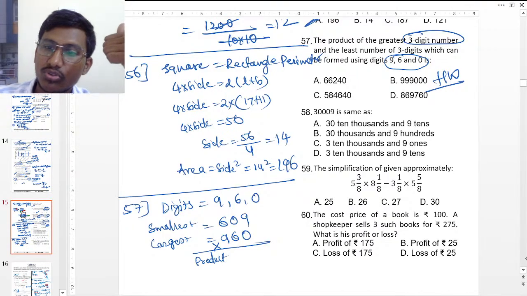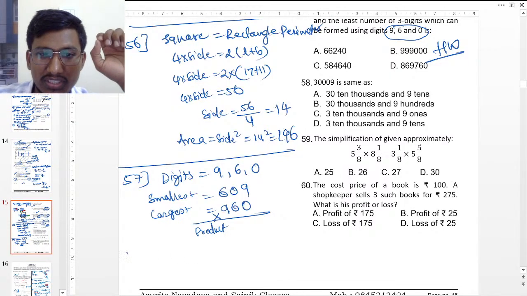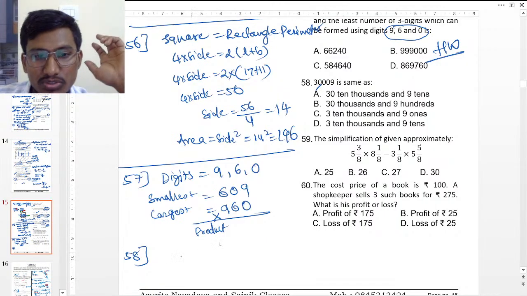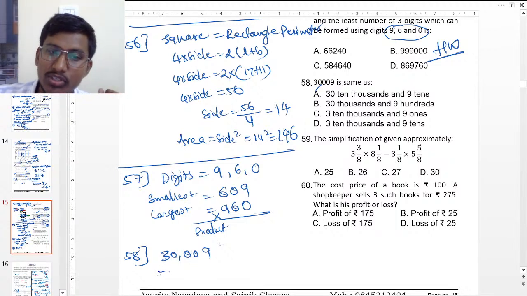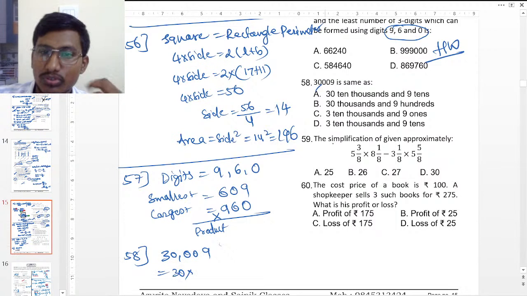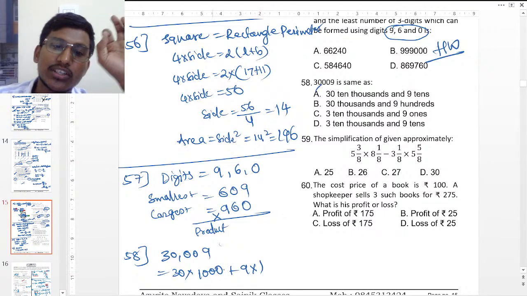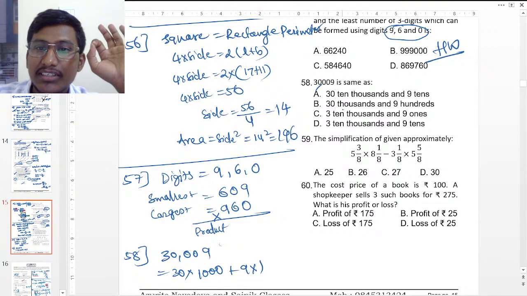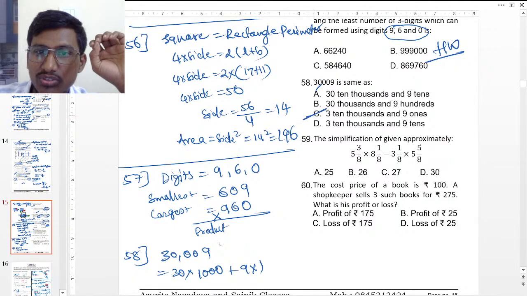Okay, good. So let's go to the next question, that is the 58 question. If you see, it is 30,009. We know how to write it in the expanded form. So that is 30 into 1000, and 9 into 1, that is 9 in the ones place. So 30 into 1000 means 30 thousands, or 3 ten-thousands and 9 ones.